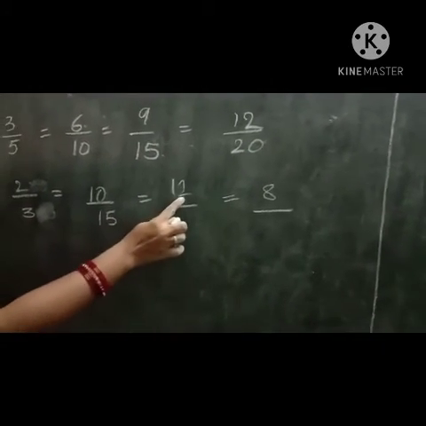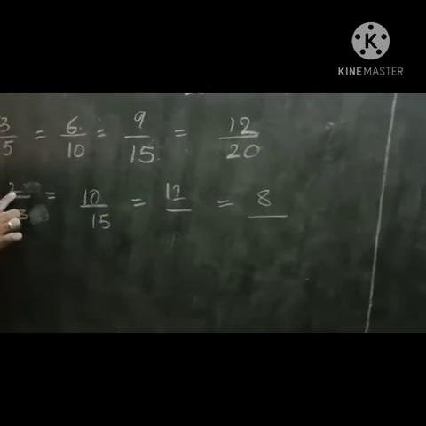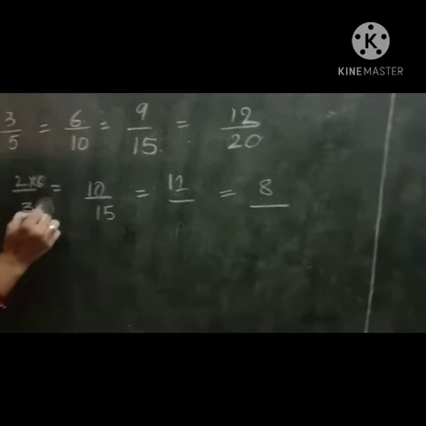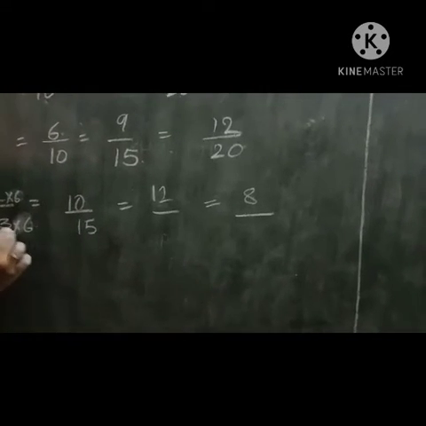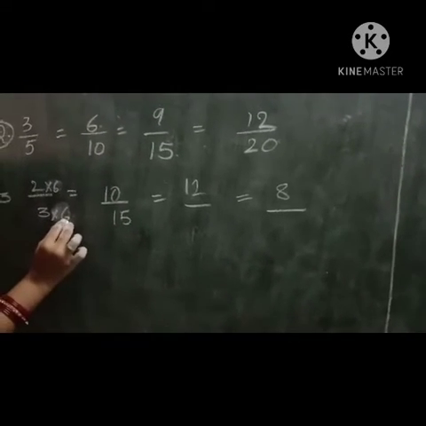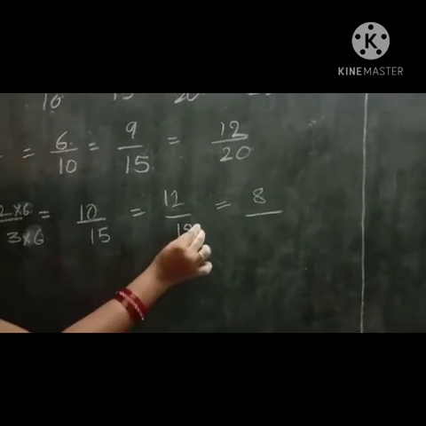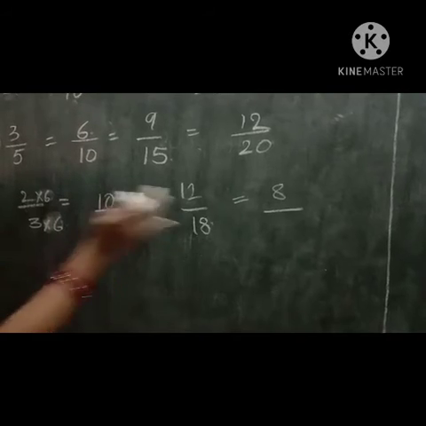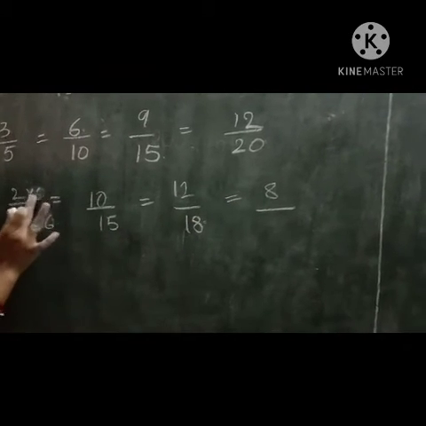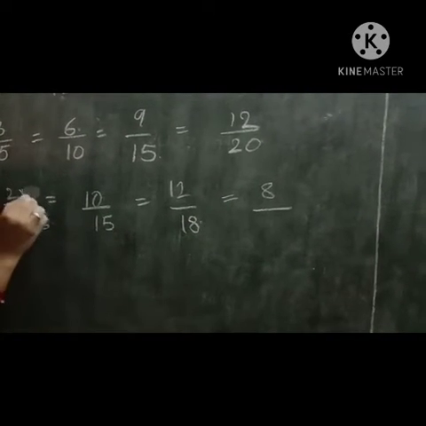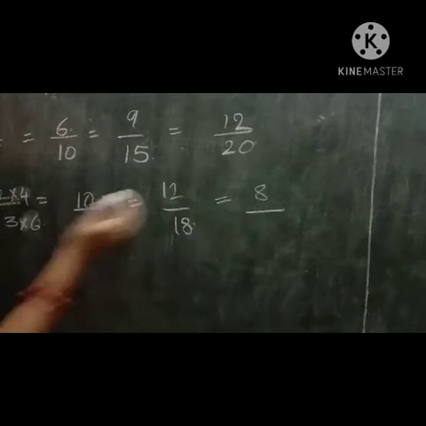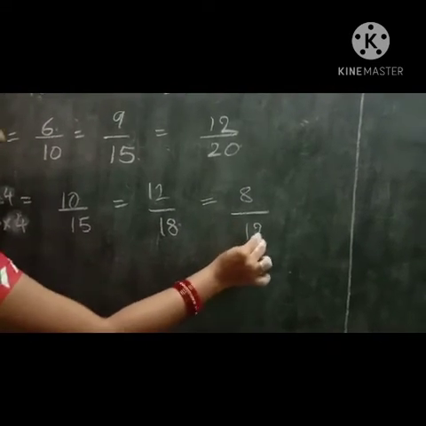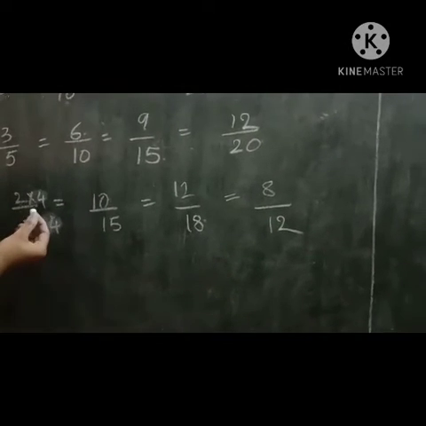Again see here, children. What is this number? 12. How many times 12 in 2 table? 6 are. 2 6s are 12. And here also 6 into 6. 3 into 6. 3 6s are how much? Yes, 18. Next, 2 in 8. 8 is there here. In 2 table, how many times 8 is there? 2 4s are 8. Here also we have to write 4. 3 4s are 12. Children, see ma.